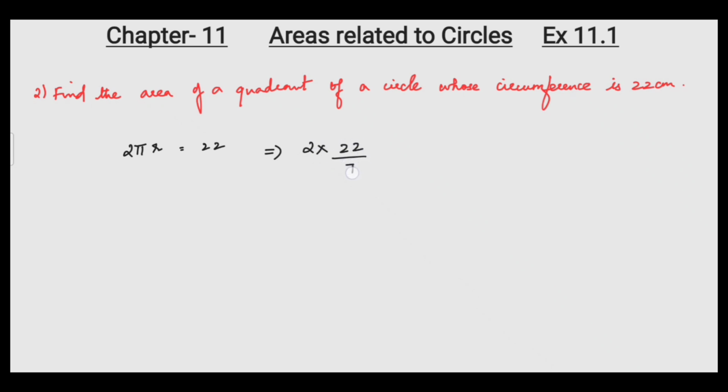2 into 22 by 7 into r is equal to 22. We can cancel 22. Taking 2 by 7 to the opposite side, we get r as 7 by 2. It can also be written as 3.5 centimeters.